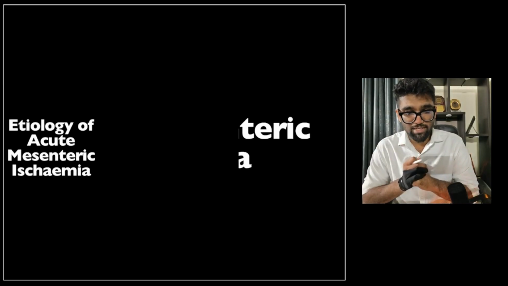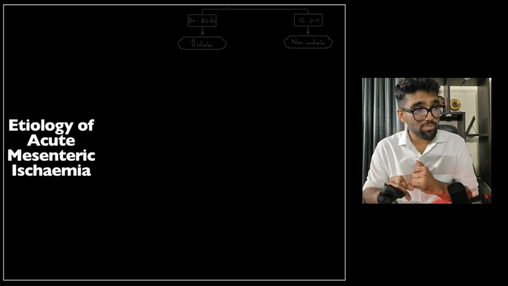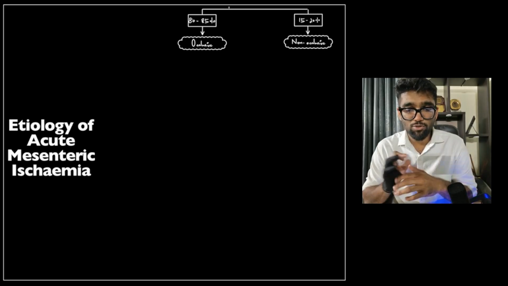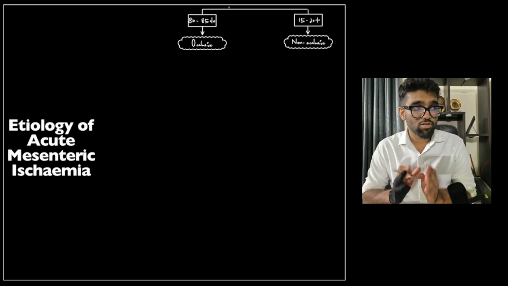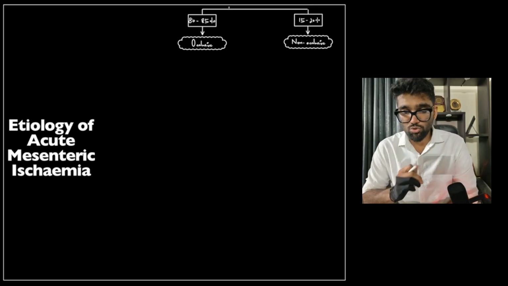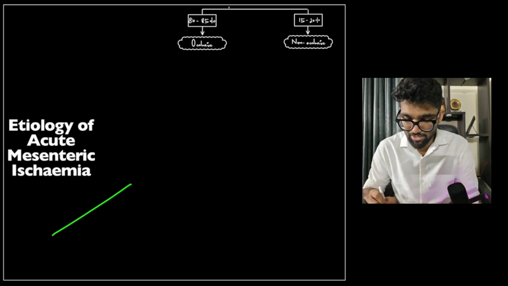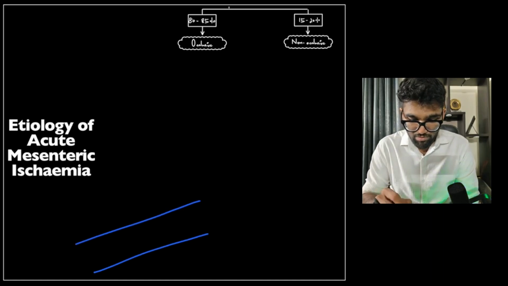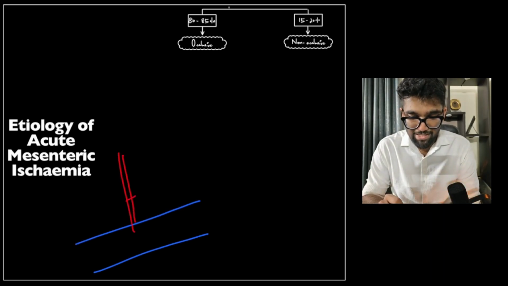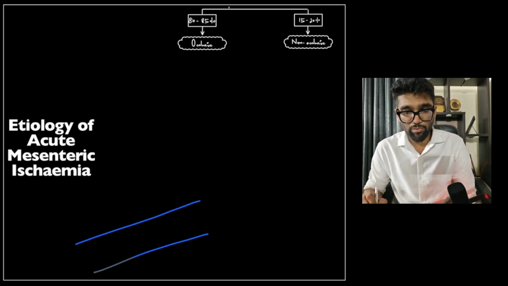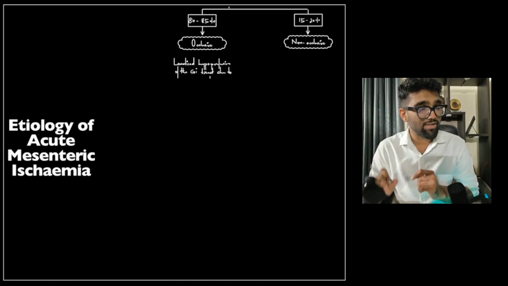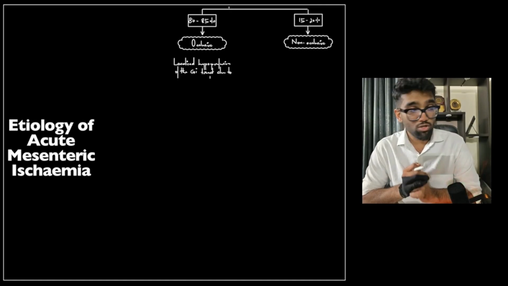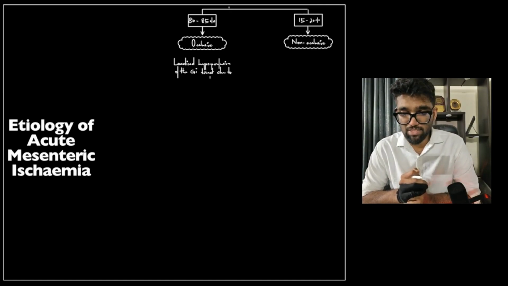So in case of acute mesenteric ischemia, the etiology is easily divided into two categories. There is 80 to 85% of cases due to vascular occlusion. That is, there is an actual obstruction of the lumen of the blood vessel that is going towards the intestinal wall. So this is the intestinal wall, and this is the arterial blood supply to that wall that is actually getting obstructed. So that happens in 80 to 85% of cases. In 15 to 20% of the remaining cases, we don't have any obstruction. Okay, that is called non-occlusive acute mesenteric ischemia.